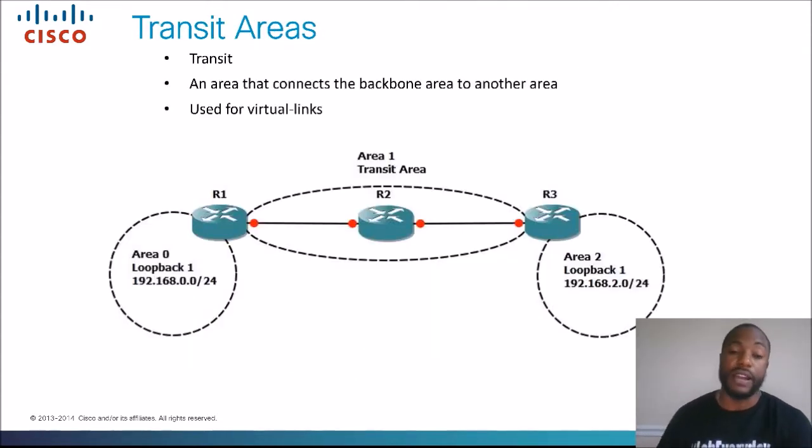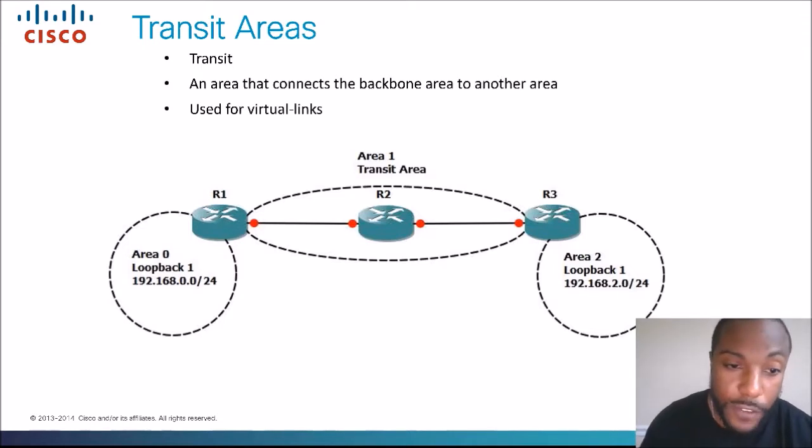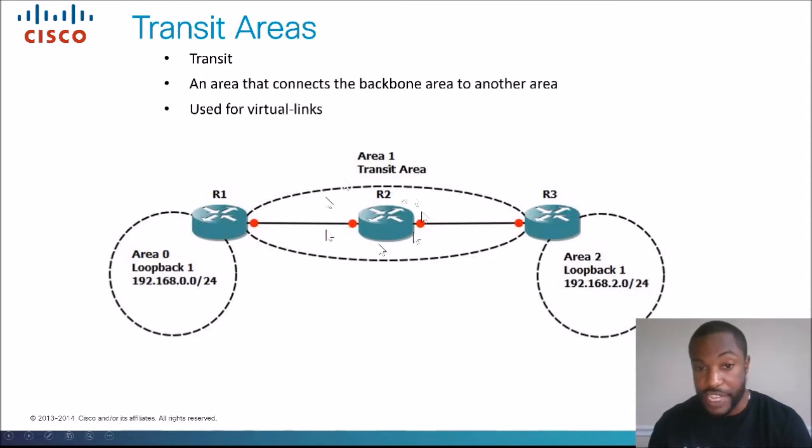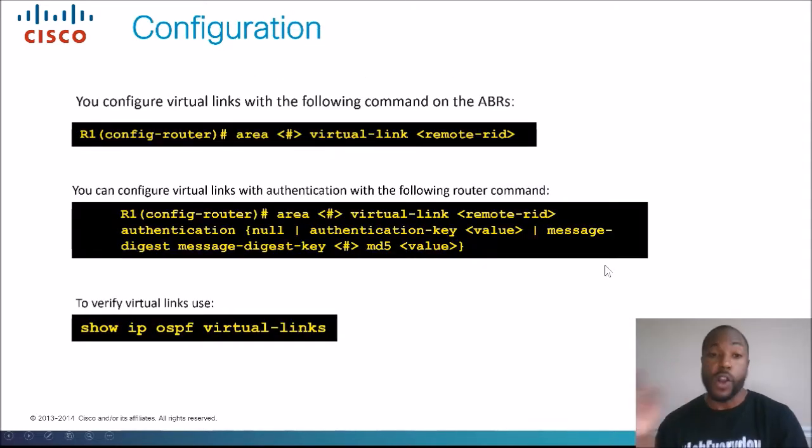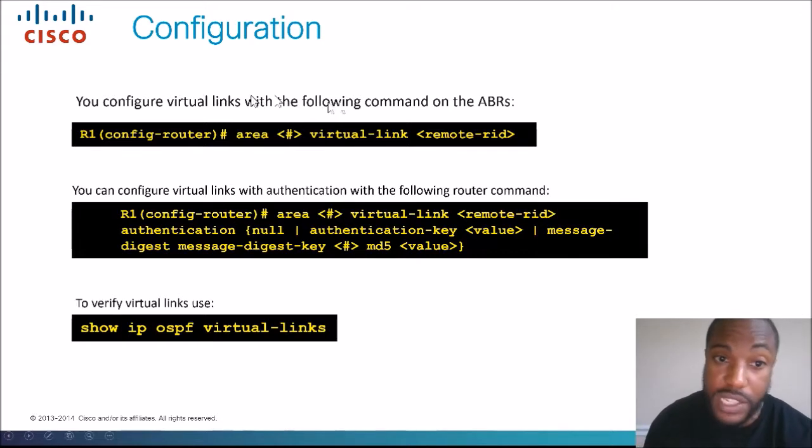Here's another example of that. We used this one in the area types video. If you notice, area 0 is the backbone, right? There's area 1, which connects to it, and then there's area 2, which is not connected, because remember, all areas must connect to the backbone. Well, area 2 did not connect to the backbone, so in other words, we have this transit area. We're going to use this transit area to communicate back to the backbone, right? And area 1 will be considered the transit area, but the link that we create will be called a virtual link.